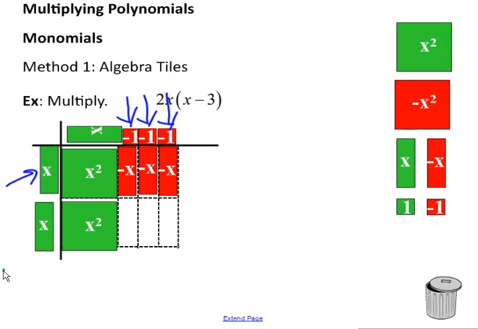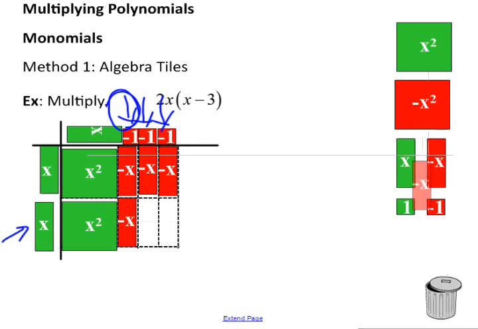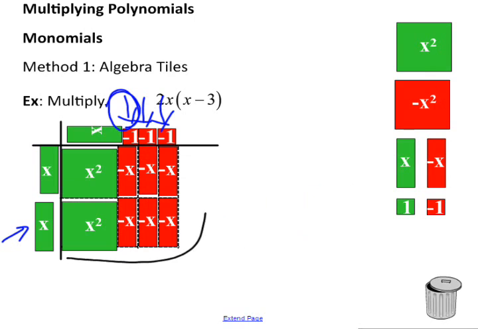Now for the next x right here, I'm going to do the same thing. I have to take the other x and multiply times my units. So this x times this unit, x times -1 will give you negative x. And again, and again. So your answer is what's inside.